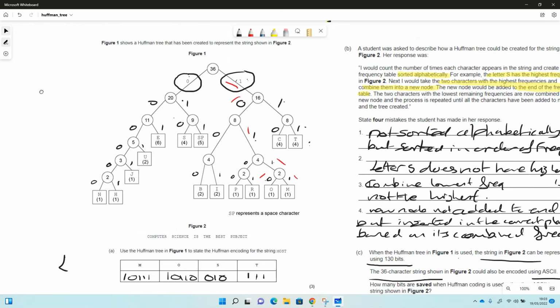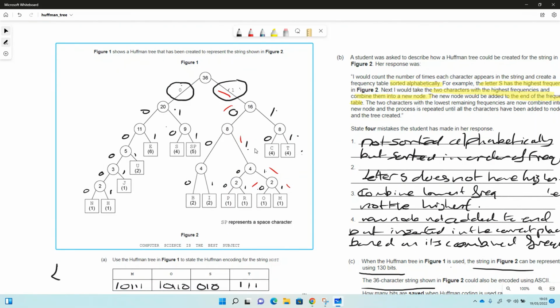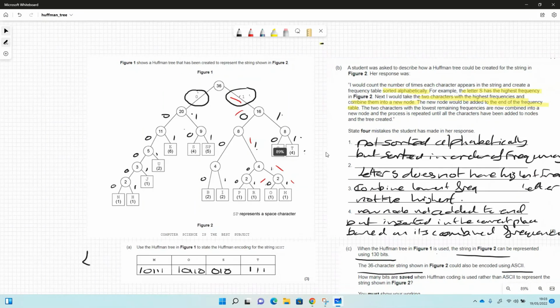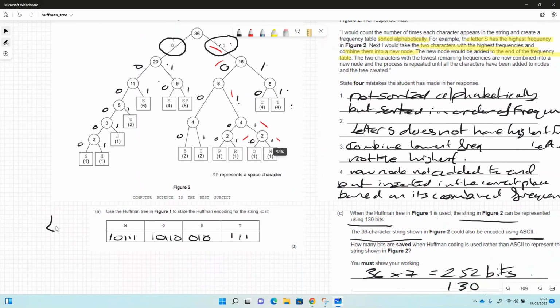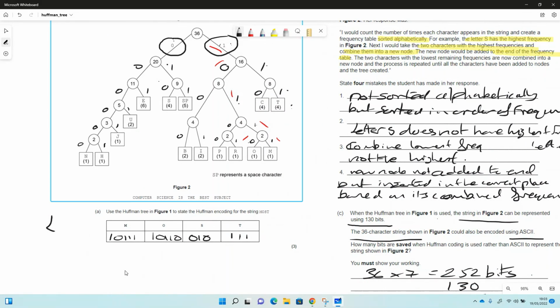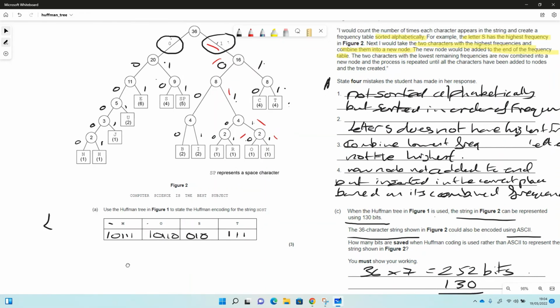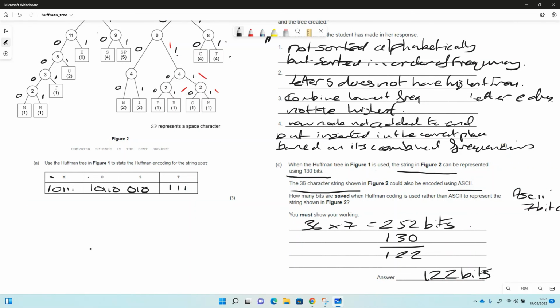We looked at the tree, we added the numbers to it, we then worked out what the value of the code would be for most here, M-O-S-T. We then came up with 4 mistakes that had been made in the construction of the tree, and we've worked out the saving that the tree would make for the figure 2 computer science is the best sentence, and that was 122 bits.